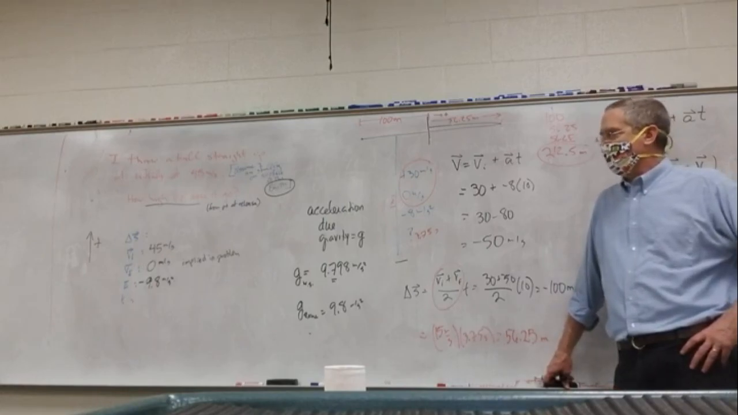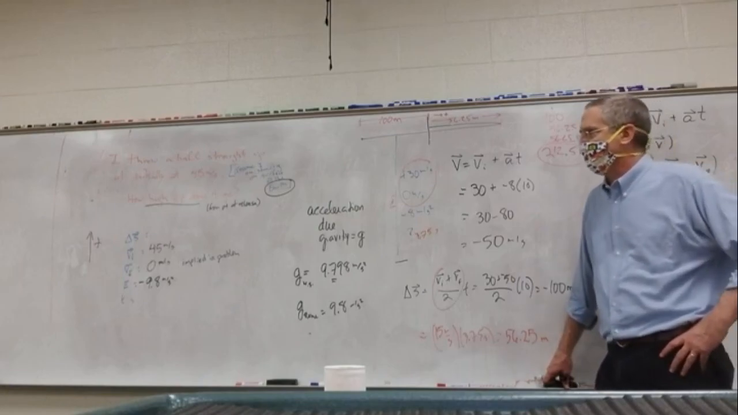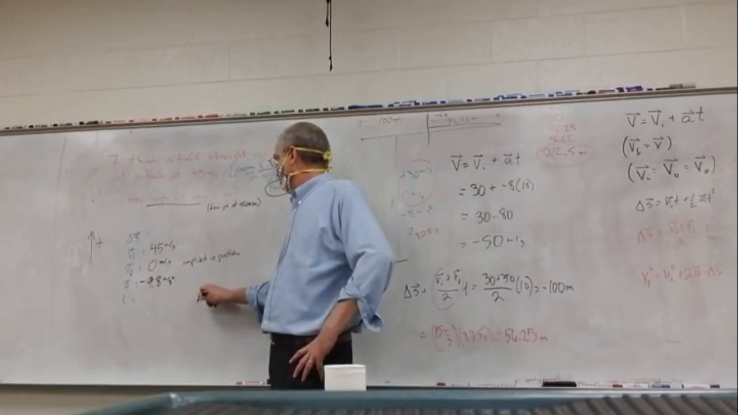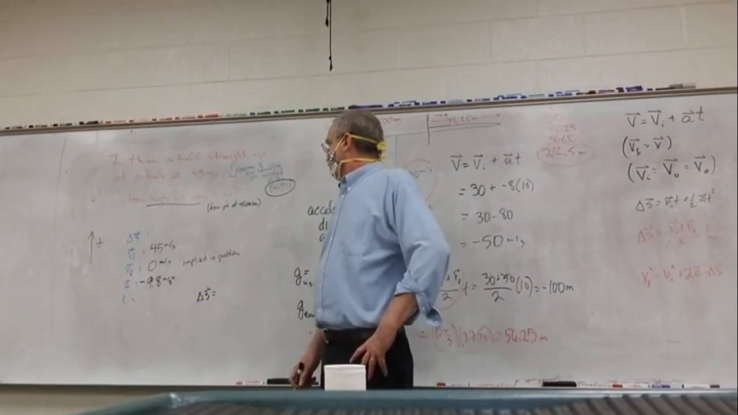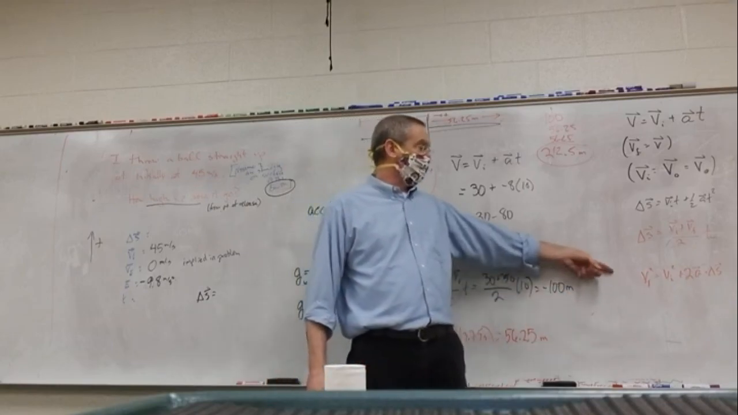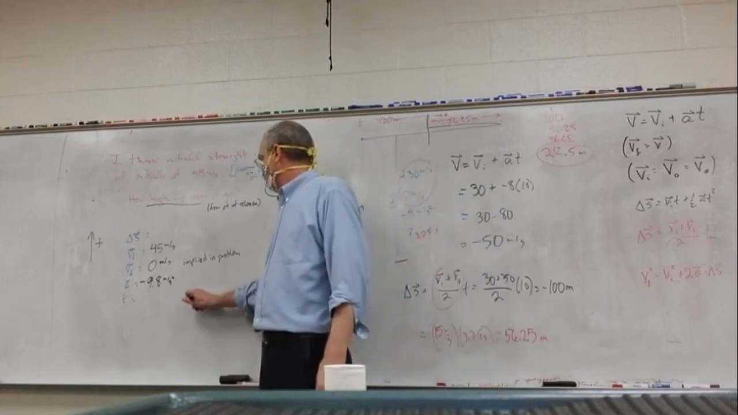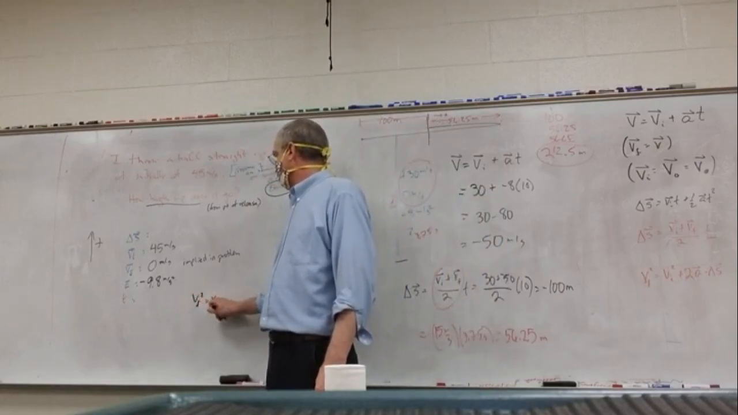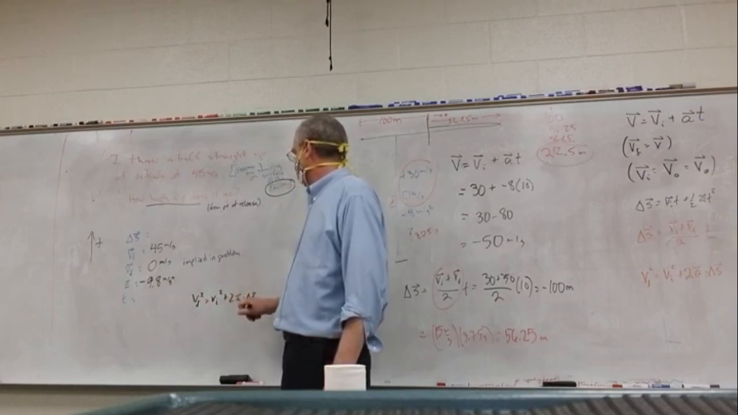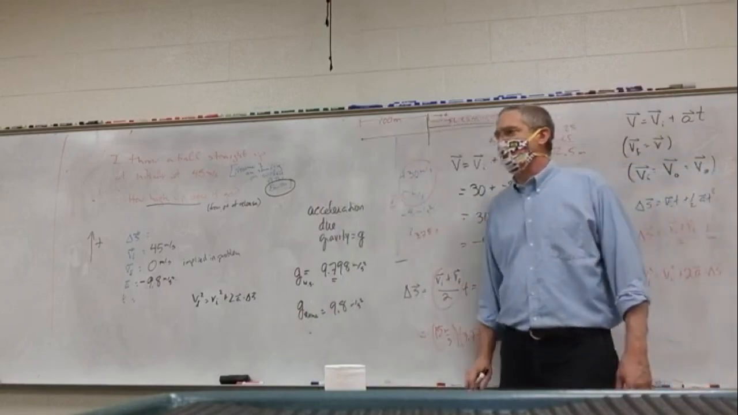So now we have enough information to figure out how high up it goes. So we're looking for displacement. Seems like the fourth one is the one to use: vf squared equals vi squared plus 2a dot delta s. We are dealing with a dot product here. My displacement is going to be positive or negative.